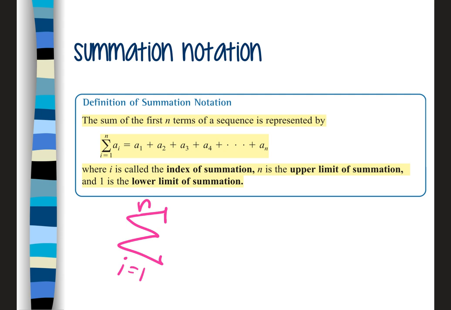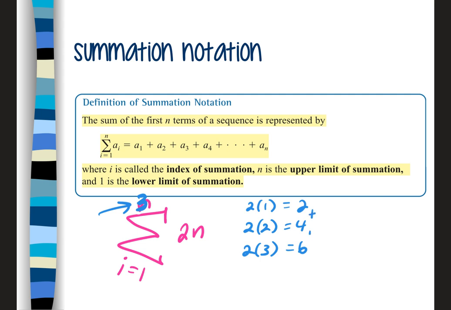So if this just said 2n, for example, and the top said 3, there's 2 ways to do this. One is you would start at the bottom, plug in 1. So 2 times 1 is 2. Then plug in 2. 2 times 2 is 4. Then plug in 3. 2 times 3 is 6. And then stop because I hit the 3 at the top. So I start at the one on the bottom, I go to the one at the top, and then I add these up. And it's 12.